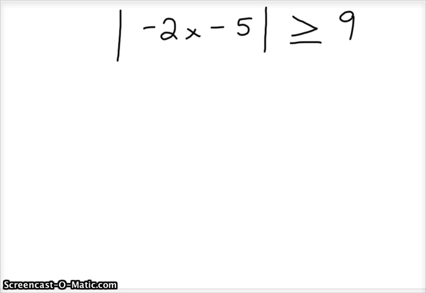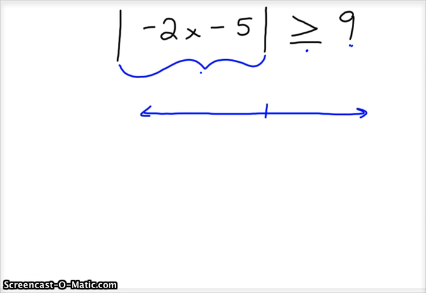So again, thinking back to distance, this absolute value has a distance of more than 9 from 0. If you kind of rough sketched that, here's 0, here's 9, here's negative 9. And so we're looking at all the points more than 9 away from 0, and they would also include 9 and negative 9.